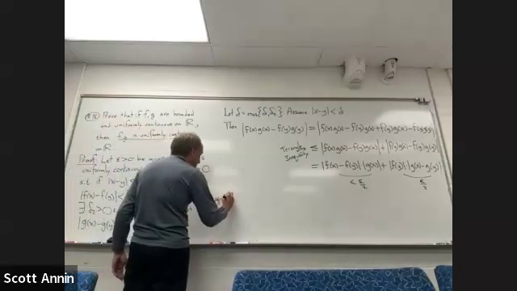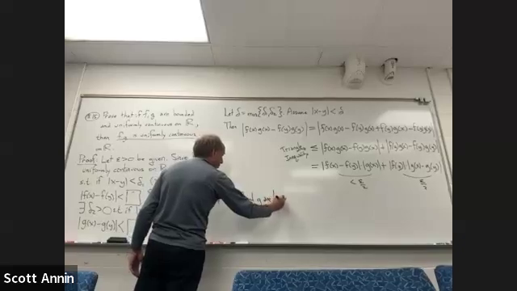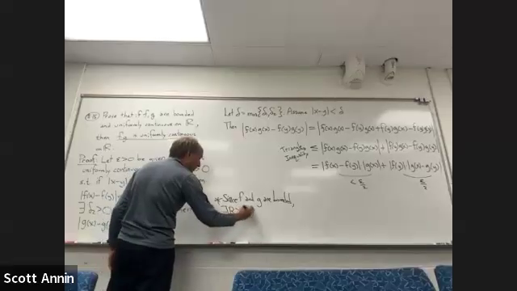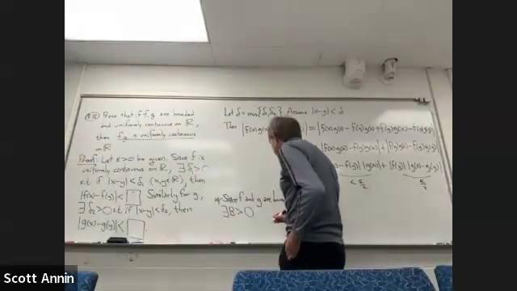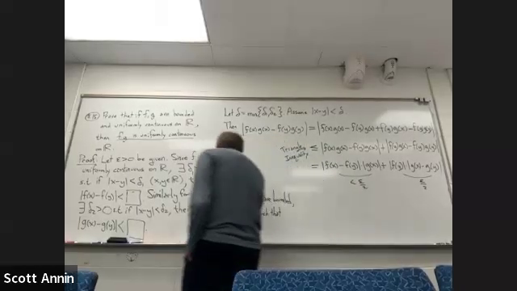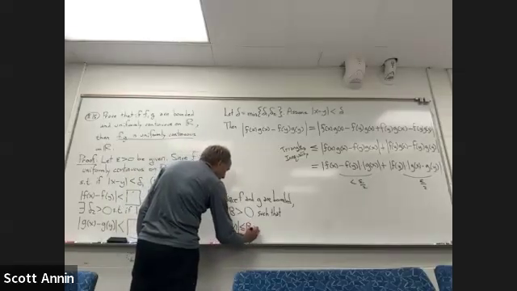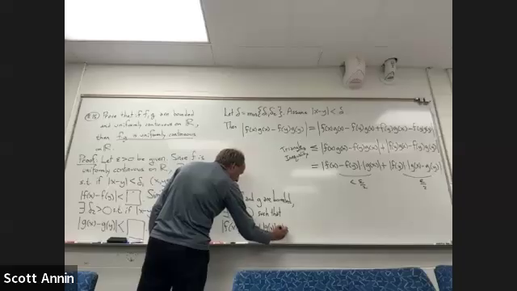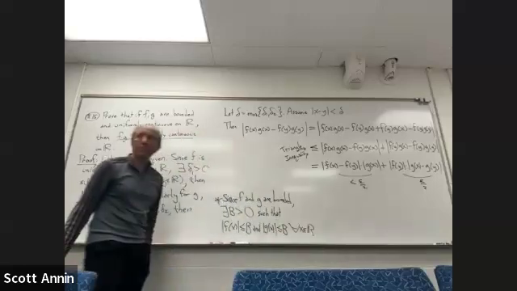So since f and g are bounded, what that means by definition is that there is a positive B, whatever my bound is going to be. There's a B greater than 0 such that the absolute value of f of x is less than or equal to B, and the absolute value of g of x is less than or equal to B. This is for all x in R.